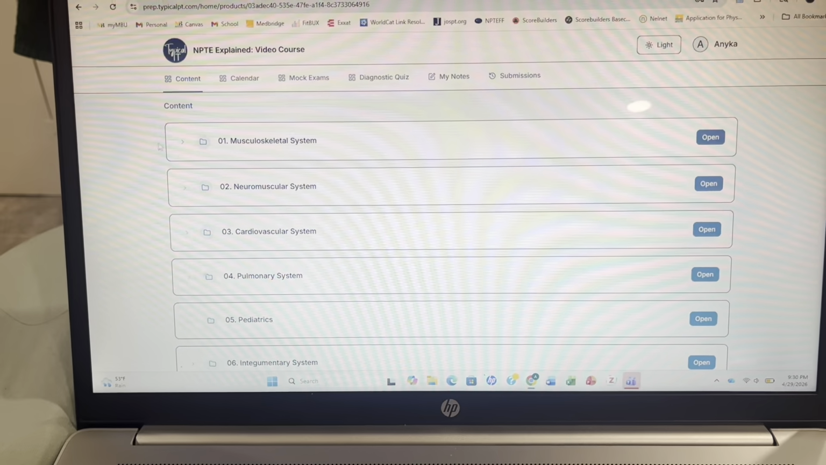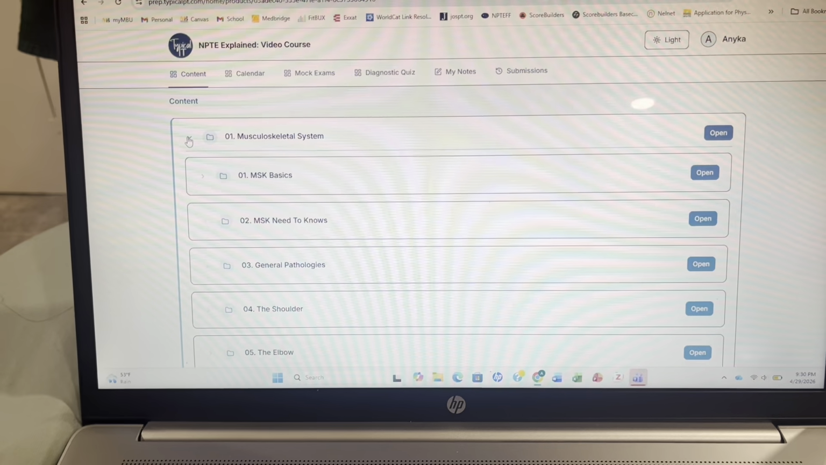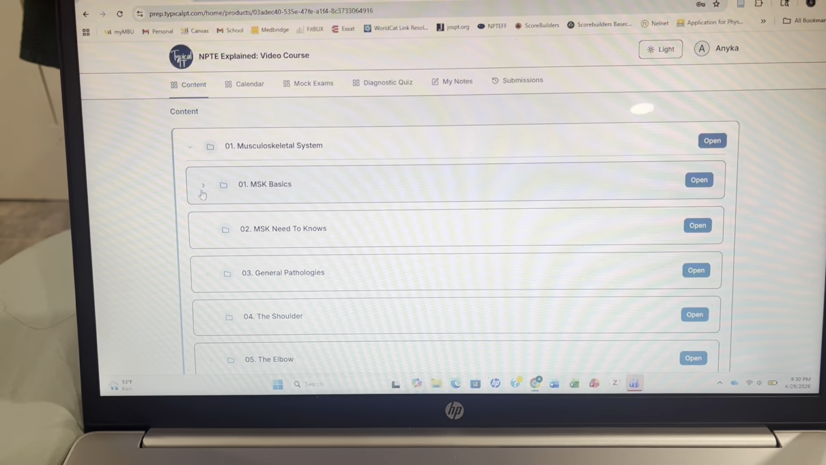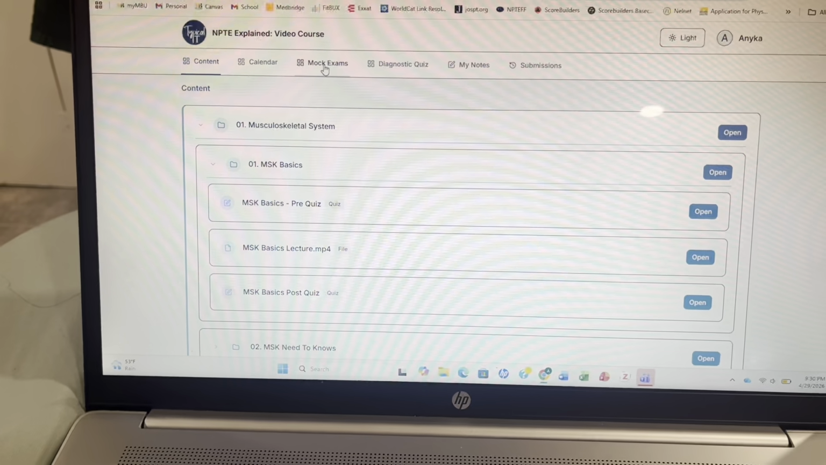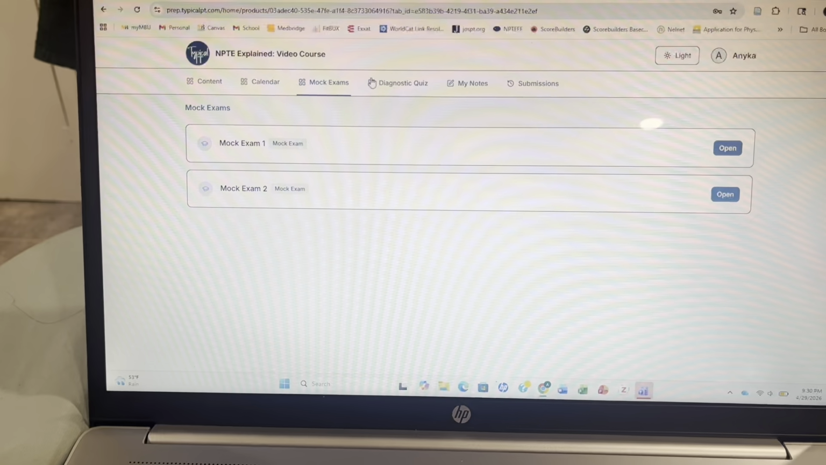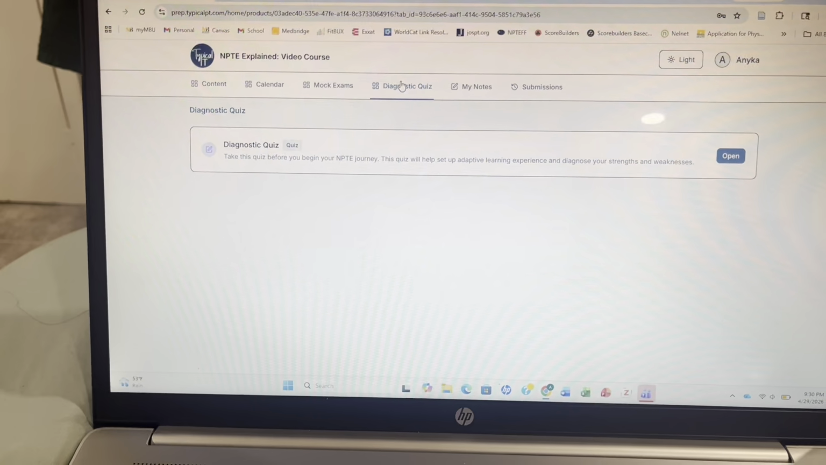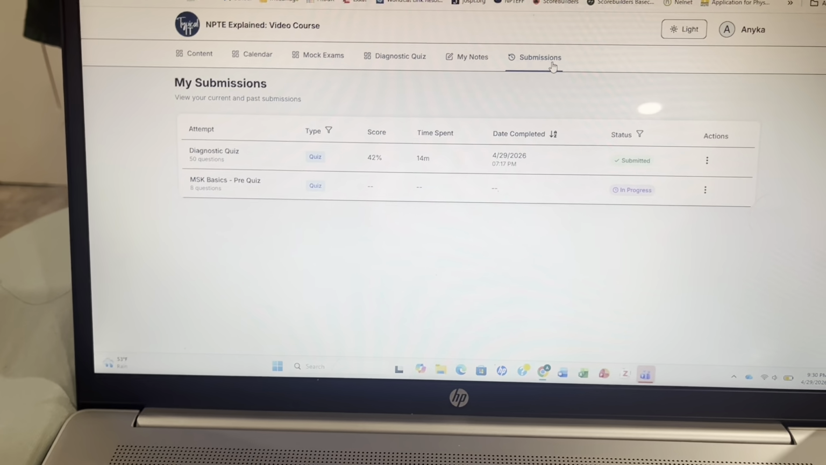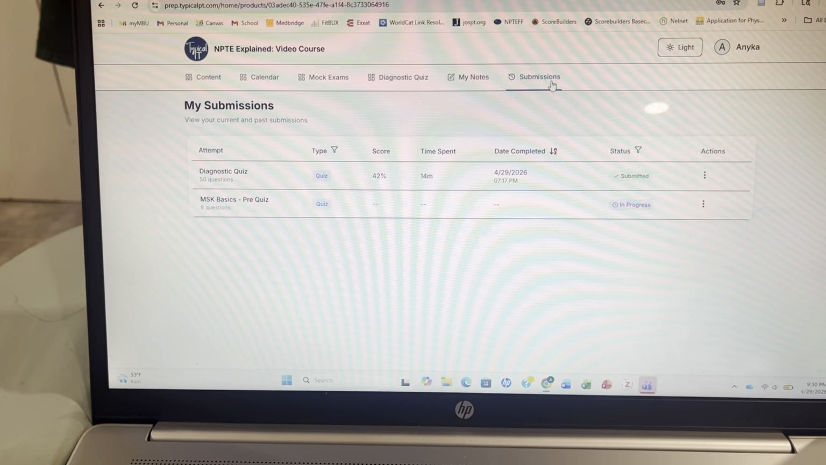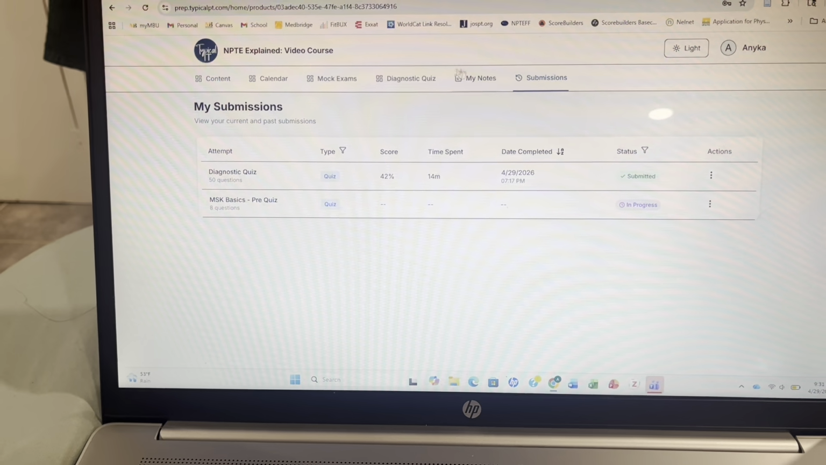Just to share a visual about what I was talking about, MSK, it goes into MSK basics. Tap this, tap down, it's a pre-quiz, lecture, post-quiz. Has access to the two mock exams. There's a diagnostic quiz, which the first one I ran through pretty quickly just to see what the vibes were. Didn't do too hot, but I also wasn't really paying attention because I finished 50 questions in 14 minutes.